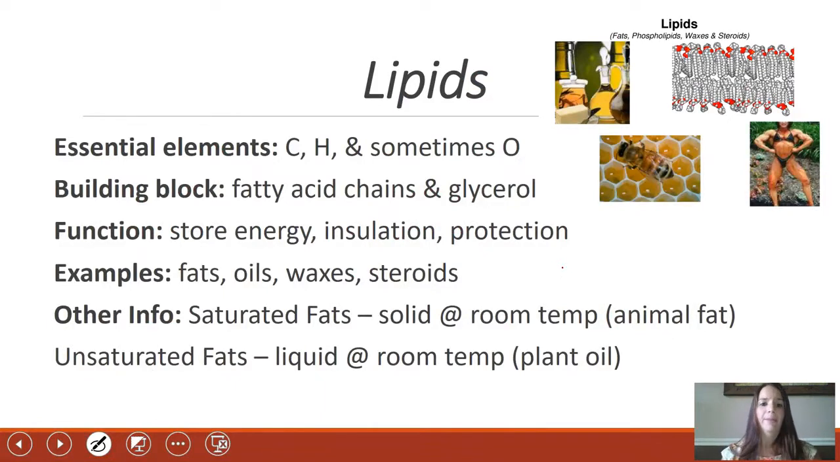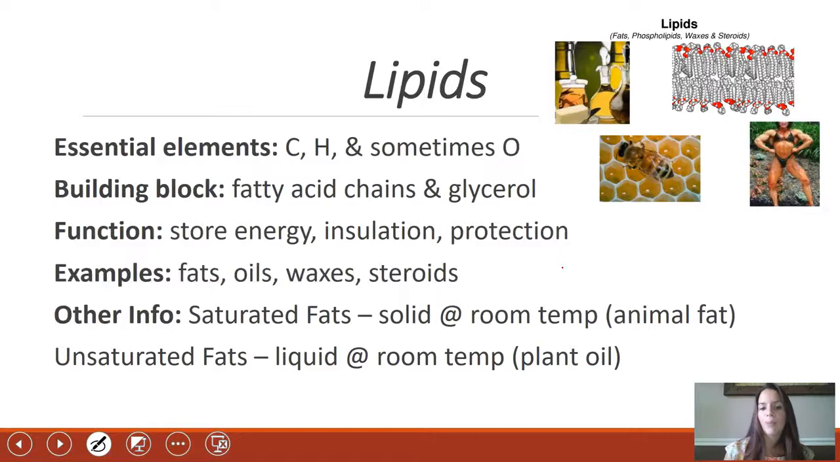Now let's talk about lipids. So lipids are typically associated with fats. So these also have carbon and hydrogen, and sometimes they have oxygen. Their building block, it's debatable whether they have a true building block, but we're going to use fatty acid chains and glycerol as the building block of lipids. So the function of lipids is to store energy as well, but also for insulation and protection.